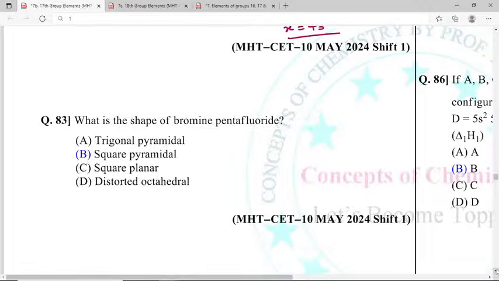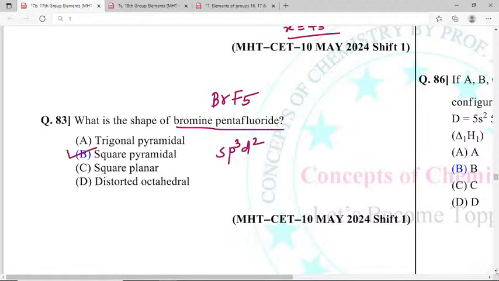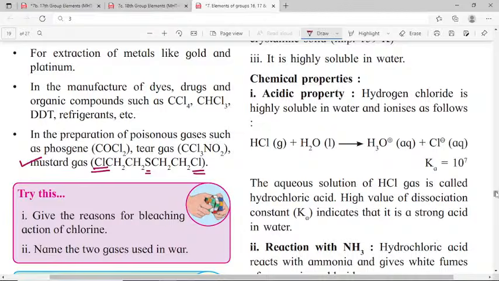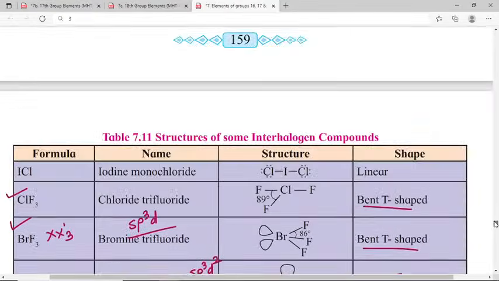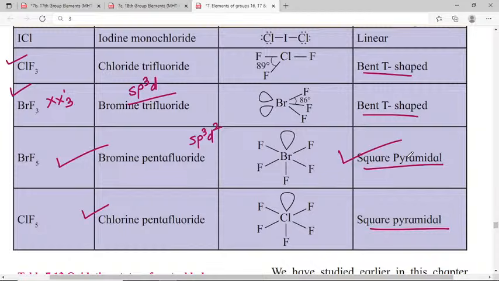Next, what is the shape of bromine pentafluoride? BrF5 is square pyramidal. Hybridization sp3d2. Lone pair 1, bond pair 5. Please mention the question number 85. Very important, from the table: BrF5, bromine pentafluoride, square pyramidal, 1 lone pair, 5 bond pair.